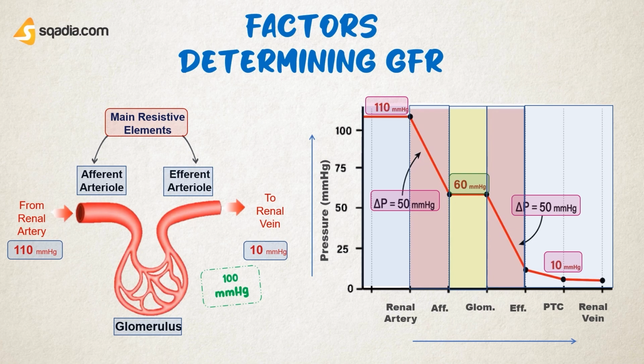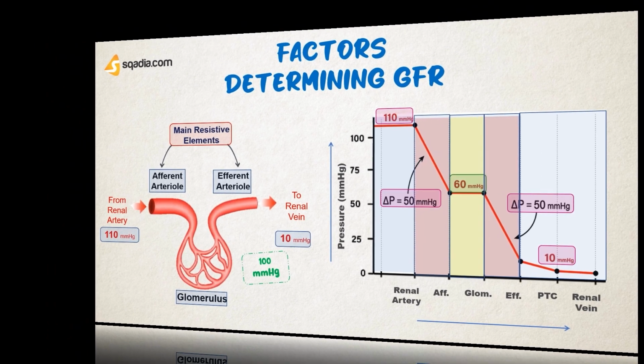So an important consequence of this pressure drop is that the resulting hydrostatic pressure within the glomerulus determines the net filtration pressure and ultimately the GFR, because the GFR is the product of net filtration pressure and the filtration coefficient. Changes to this hydrostatic pressure, either increasing or decreasing it, produce corresponding changes in the net filtration pressure and ultimately the GFR. So changes in the resistance of afferent and efferent arterioles can change the distribution of these pressure drops, which will change the hydrostatic pressure of the glomerulus.